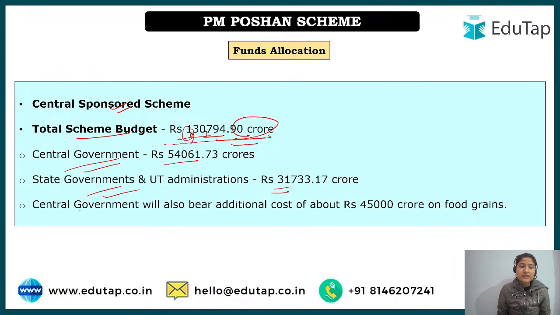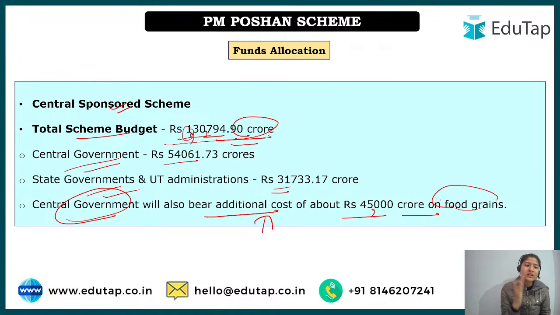Now along with this, the central government will also bear additional cost, and that is of 45,000 crore on food grains. What does it mean? We have a total scheme budget of around 1.30 lakh crore, right? Along with that, the central government has its share of somewhere around 54,000 crores. But here, what will happen? Along with that, the central government will also bear an additional cost of about 45,000 crore on the food grain. Okay, so it's quite simple.